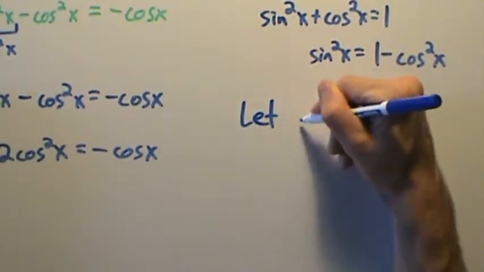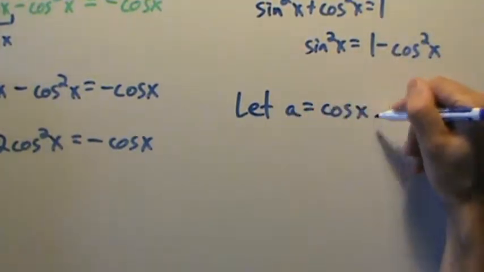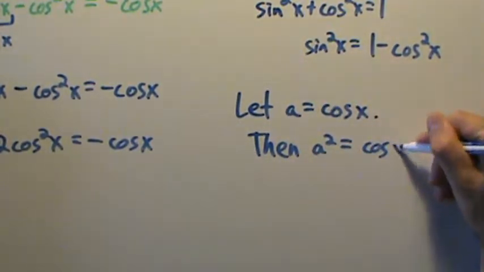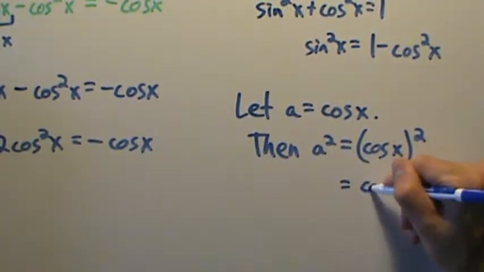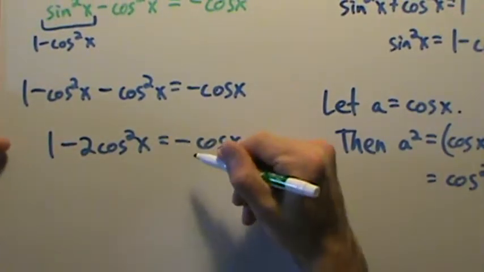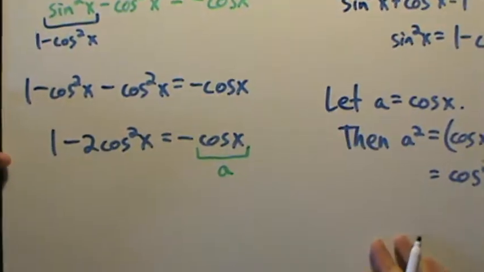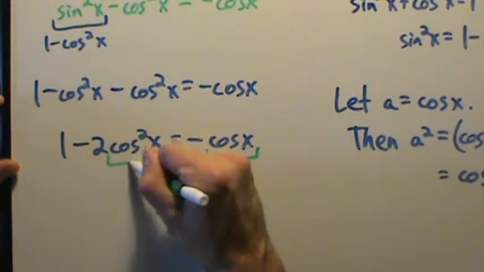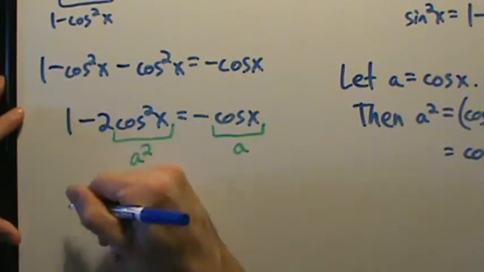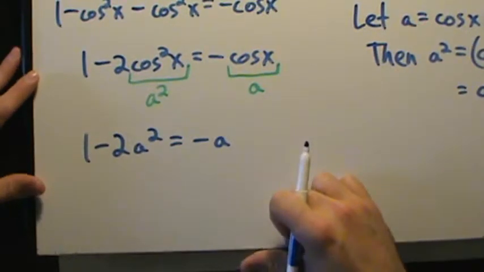So let's say let a equal cosine of x. Okay. Then a squared equals cosine of x, that whole thing squared. But remember, the shorthand way of saying that is cosine squared of x. Okay, so then this right here, here's a, okay, cosine of x, that's a, and then cosine squared of x, this right here is a squared. Okay, so then what the equation becomes is 1 minus 2a squared equals negative a. Okay. And how do we solve something like that?